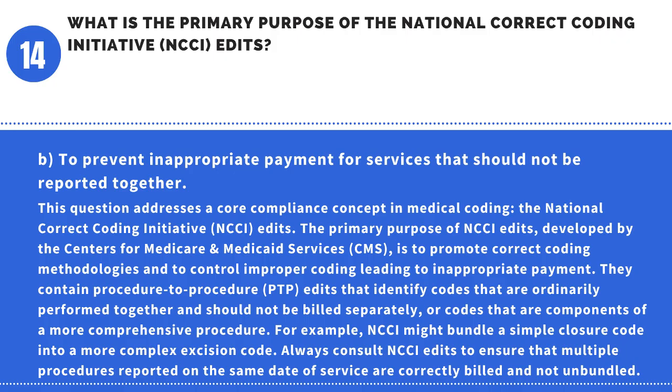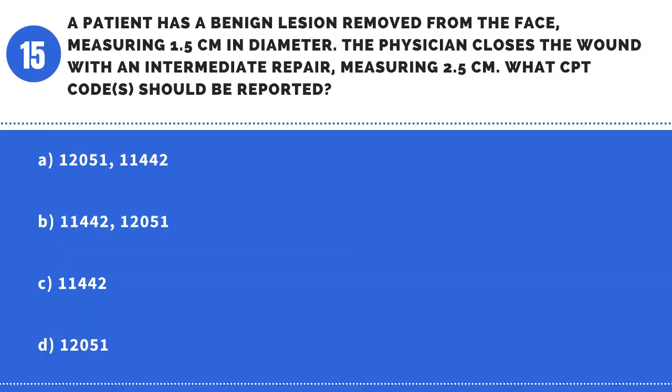Question 15. A patient has a benign lesion removed from the face, measuring 1.5 cm in diameter. The physician closes the wound with an intermediate repair, measuring 2.5 cm. What CPT codes should be reported? A. 12051, 11442. B. 11442, 12051. C. 11442. D. 12051.